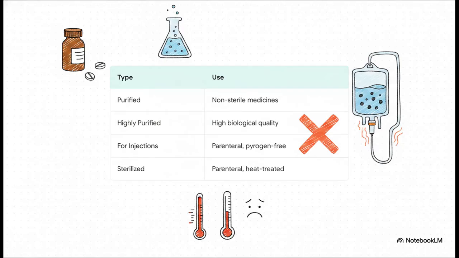Because of those risks, pharmacopoeias have really strict grades of water. Purified water is used for basic, non-sterile medicines. But look at the requirements for parenteral solutions, like IVs. They require water for injections, which absolutely must be strictly pyrogen-free. Pyrogens are water-soluble, fever-producing compounds, so if you used standard water for an IV, you could accidentally induce a massive, dangerous fever in a patient who's already vulnerable.